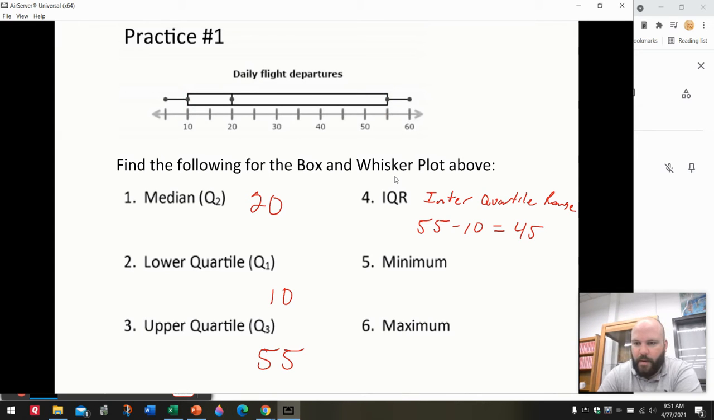Now, the last two are probably the easiest to find. They are simply the minimum and the maximum value, and they occur on the whiskers, at the end of those whiskers. So here is the whisker, and remember, this is the box part. So the minimum value is right there, and you can see that that is 5. And the maximum value is right here, and you can see that is 60. So for our minimum, it's 5, and the maximum is 60. And now we have all of our parts for practice problem number 1 filled out.